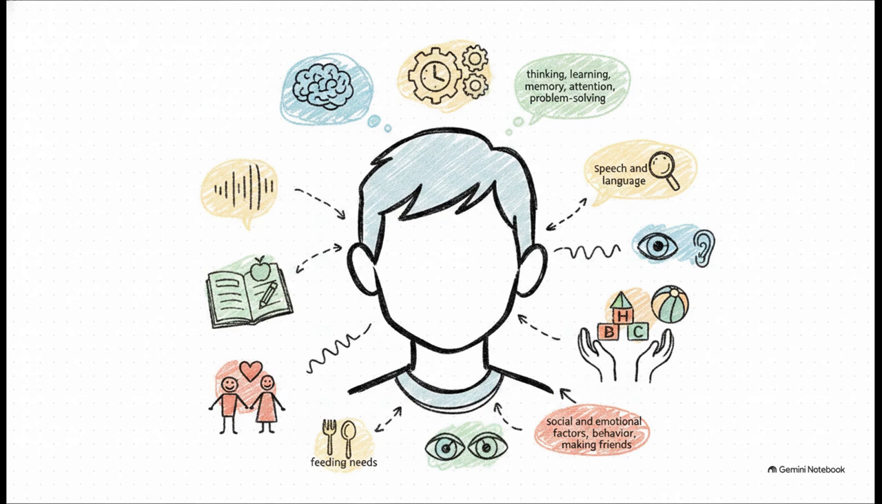And when I say they look at the whole child, I really mean it. It's like putting together a giant puzzle. They evaluate thinking and learning, memory, attention, problem solving. They look closely at speech and language to see exactly how your child communicates. But they don't stop there. They also cover academics, motor skills, vision, hearing, and, super importantly, social and emotional factors. They literally leave no stone unturned.